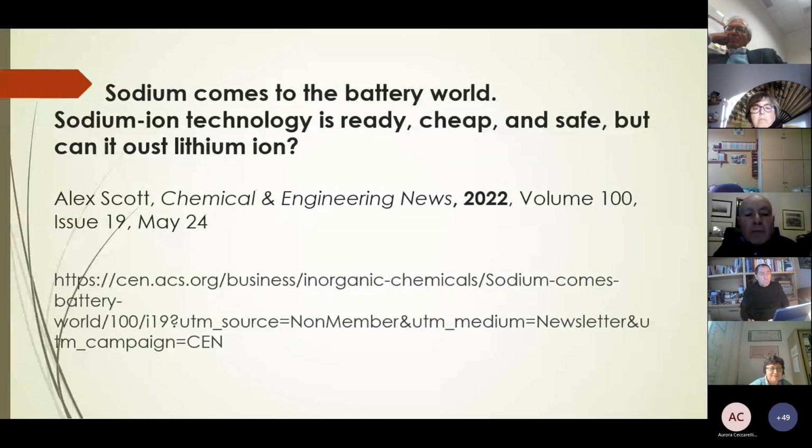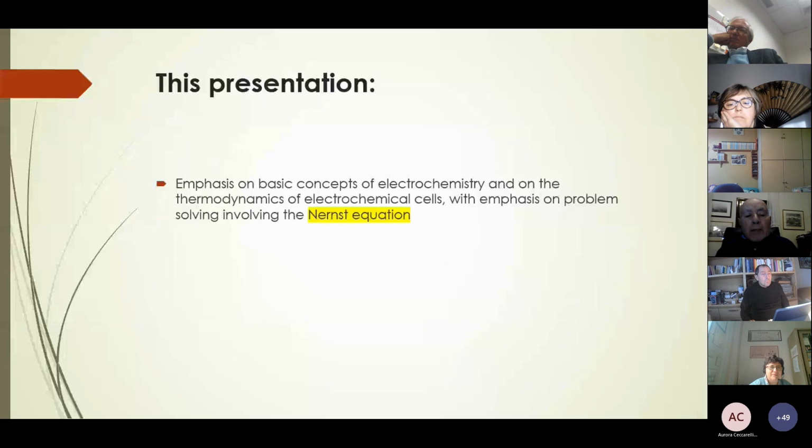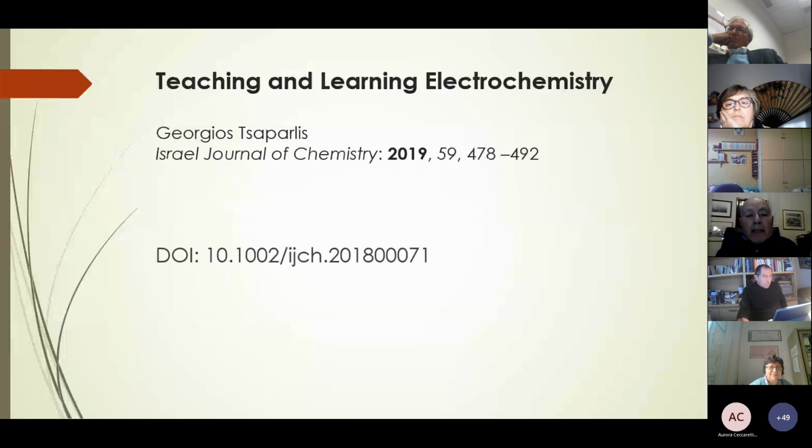Now, another division is between equilibrium electrochemistry and dynamic electrochemistry or electrochemical kinetics. In this presentation, the emphasis will be on equilibrium electrochemistry, especially on problem solving involving the Nernst equation. It's based on an article I published recently in a special issue of the Israel Journal of Chemistry. It was a review of teaching and learning electrochemistry.